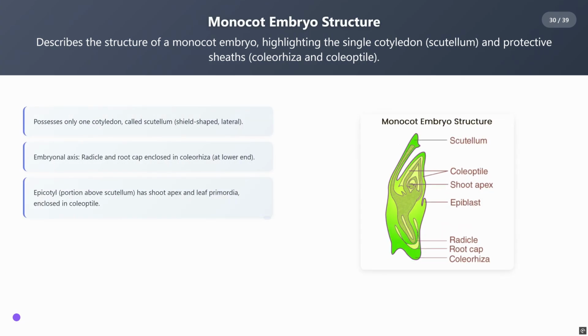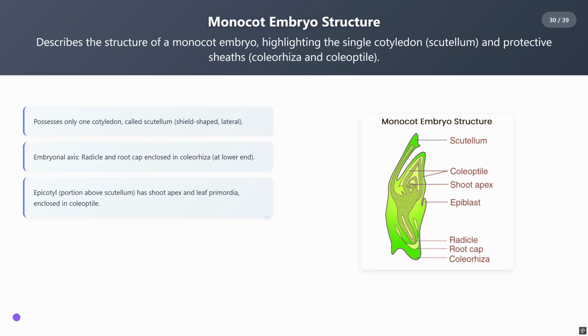The most obvious difference is that monocot embryos possess only one cotyledon. In the grass family, which includes cereals like maize and wheat, this single cotyledon is large, shield-shaped, and called the scutellum. It's positioned laterally, sort of pressed against the side of the embryonal axis. One cotyledon called the scutellum. At the lower end of the embryonal axis, you still have a radicle and the root cap, but they're enclosed within an undifferentiated protective sheath called the coleorrhiza.